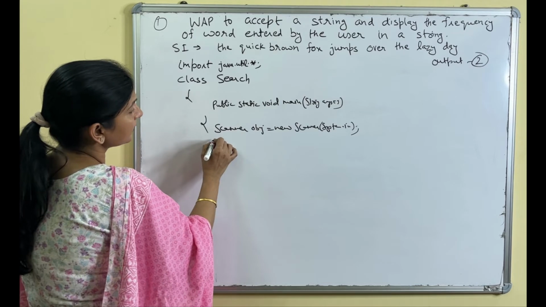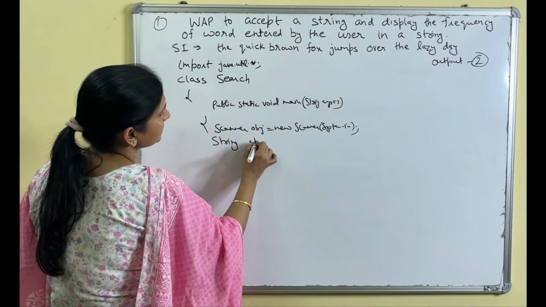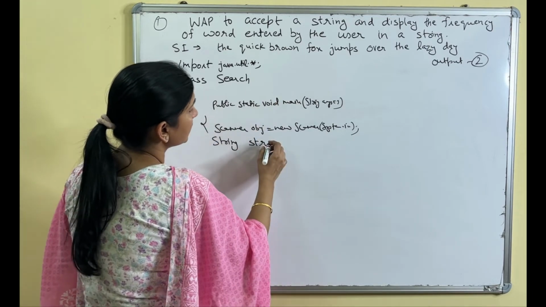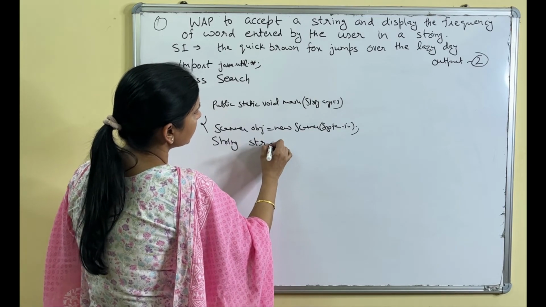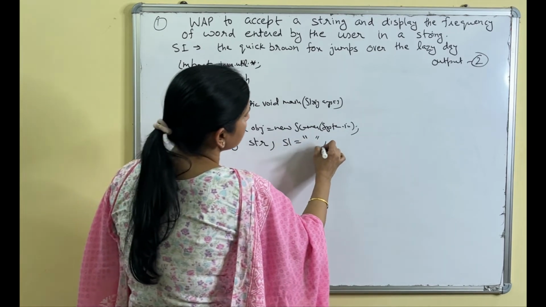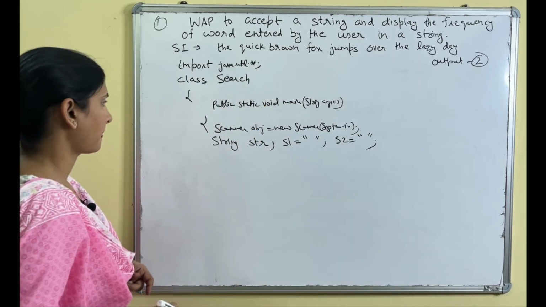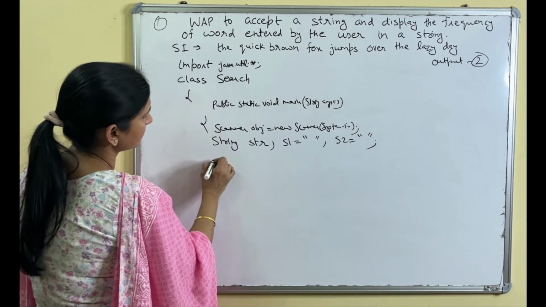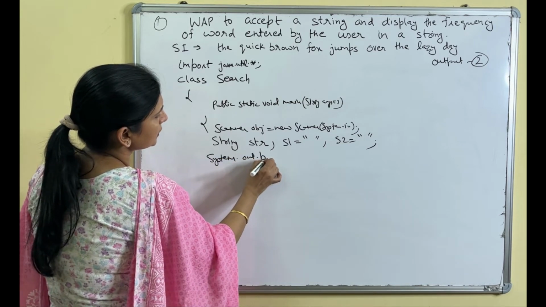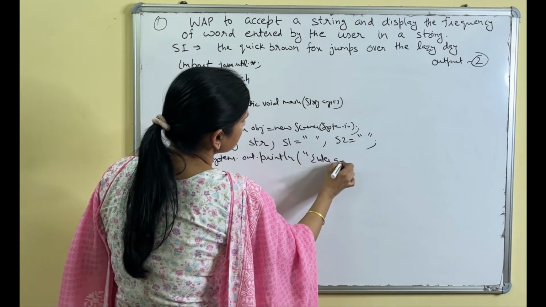Then we will declare the variables. In this, first we will take str, a string which will be input from the user, and then one more, s1. s1 is a word, and then one more blank string we will take. Now first we will write System.out.println, enter a string.